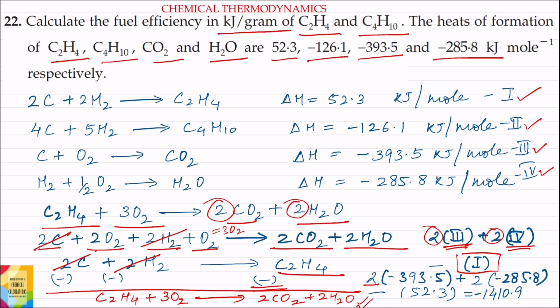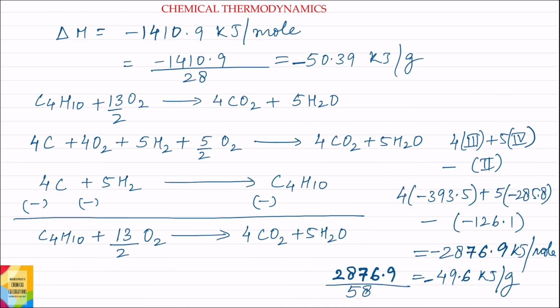Now the delta H value is 2 into delta H value of equation 3 plus 2 into delta H value of equation 4 minus delta H value of equation 1 and this is equal to minus 1410.9 kilojoules per mole. Now this delta H value minus 1410.9 kilojoule per mole is the delta H value for the combustion of 1 mole of C2H4 and it gives the fuel efficiency of C2H4 in kilojoules per mole.